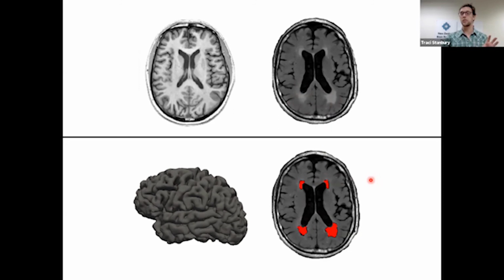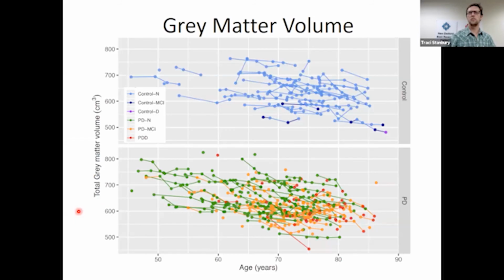So two simple metrics. We're looking at the average thickness of the cortex across the brain, and we're looking at how much white matter damage, the volume of these white matter lesions in the brain. And what does that look like over time? And how does it relate to Parkinson's disease? So this is the most complicated plot that I could put in the presentation, but I'll walk you through it.